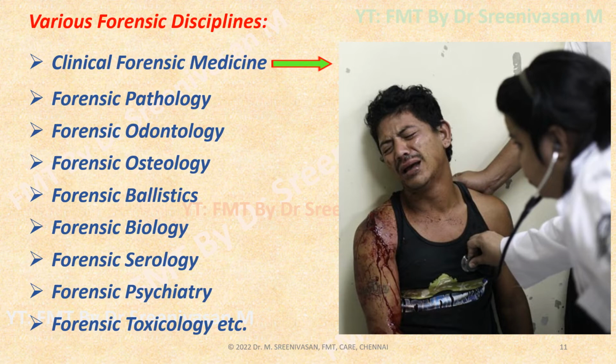Then forensic psychiatry is applying knowledge of psychiatry in the administration of justice. Then forensic toxicology means studying both the medical and legal harmful effects of various poisons on the human body. So not only treatment of poisons, but legal aspects of poisoning also, that is forensic toxicology, whether it is suicidal, homicidal, accidental poisoning, etc.